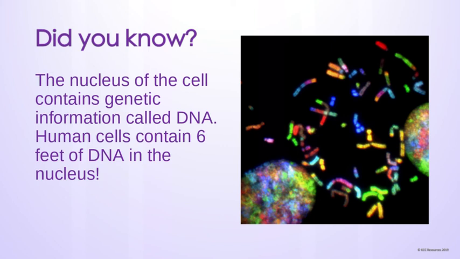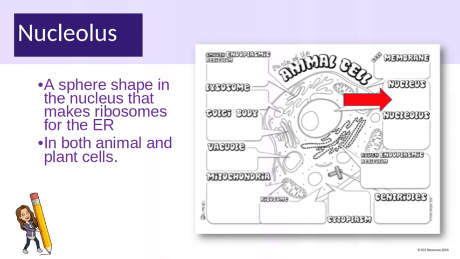So the next one we're looking at is the nucleolus, and this is in both plants and animals, but I'm pretty sure it's only on your animal picture because of space. It's the round sphere shape that is inside your nucleus, and it makes ribosomes for the endoplasmic reticulum, which we say ER for short, but it is both in plants and animals.